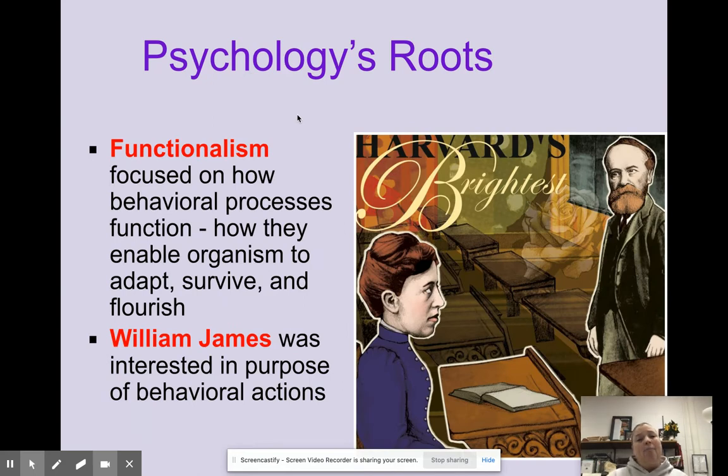Functionalism focused on how behavioral processes function, behaviors, how they enable organisms to adapt, survive, and flourish. Another guy kind of added on to this functionalism idea, and that was a guy named William James. He was interested in the purpose of our behaviors. Like, for example, why do women in the 1800s tend to be subservient to men? Is that something that is innate within them, or is it something that is environmental? Okay, he started looking at that kind of stuff.